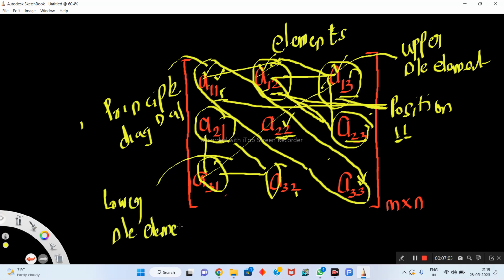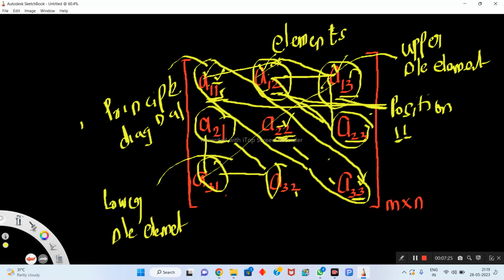We have seen what is a principal diagonal element. The diagonal elements in a matrix are known as principal diagonal elements, but they should have the same position, meaning they should be on the same row and same column. This is known as a principal diagonal element.